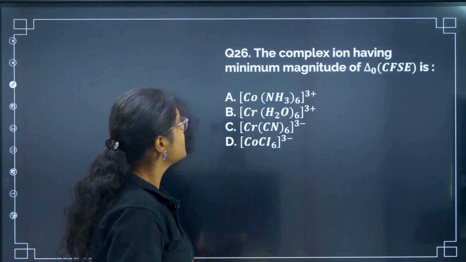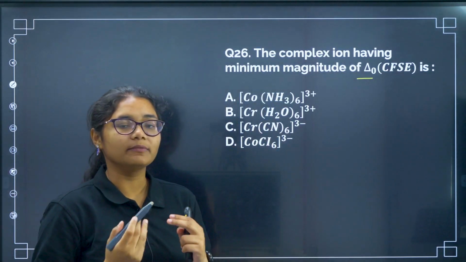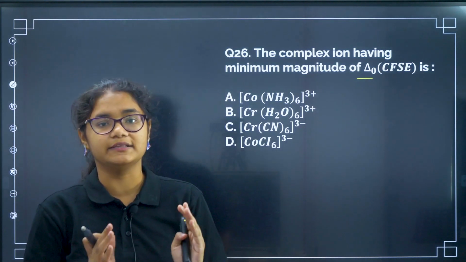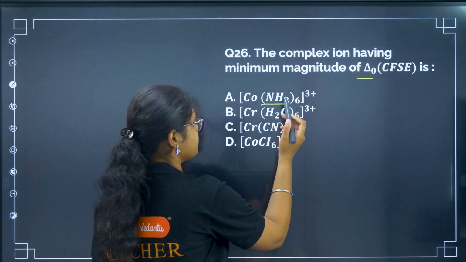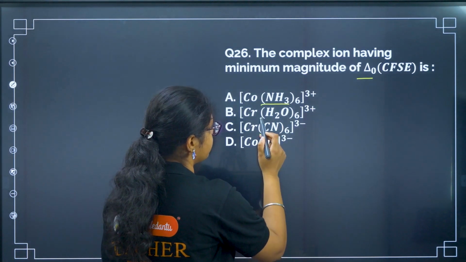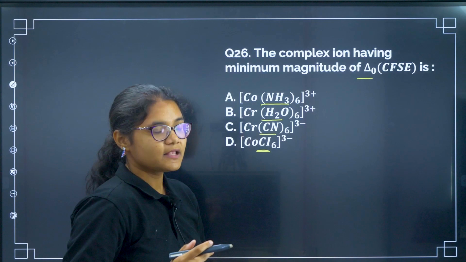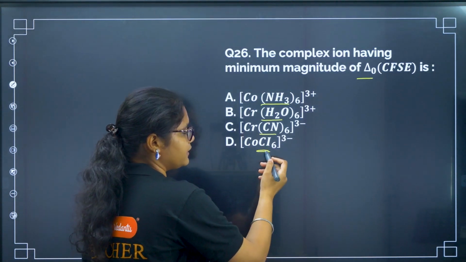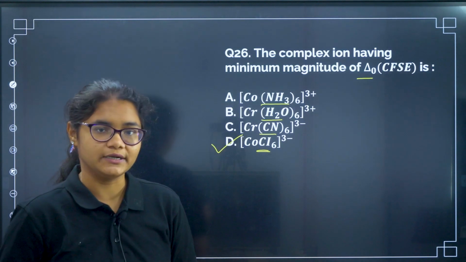Okay, next. Complex having minimum magnitude of delta O is. So delta O is minimum when? When the splitting will be least, when the ligands are weak field ligands, right? So we know NH3 is a strong field ligand, CN is a strong field ligand, water comes in between, chlorine is a weak field ligand. So if there is a weak field ligand, the splitting will be minimum. So the correct answer for this question is option D.